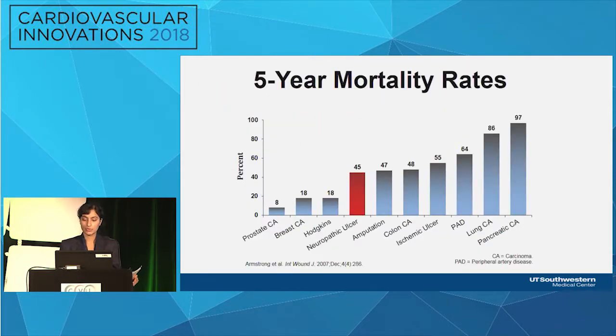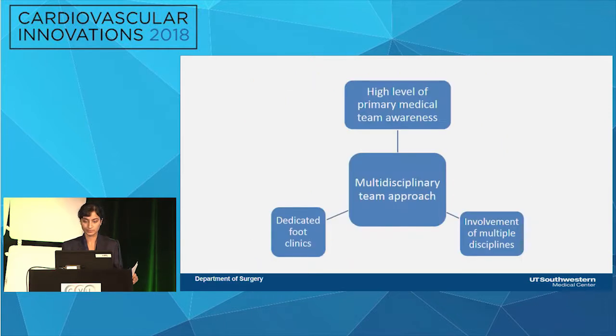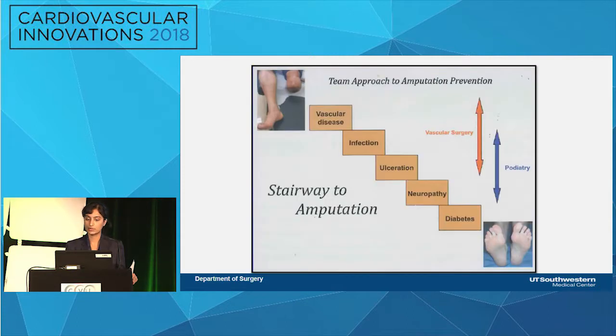So CLI patients are very complex, and anyone who undergoes an amputation for a diabetic complication has a very high 5-year mortality rate. And this indicates the necessity for a multidisciplinary team approach involving a high level of primary medical team awareness, dedicated foot clinics, and involvement of multiple disciplines, as we have heard before, to prevent a patient from climbing up the stairway to an amputation.